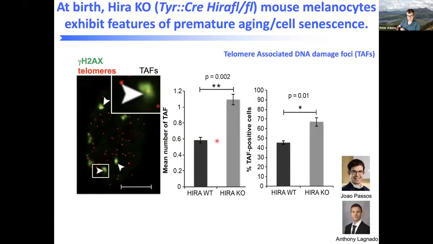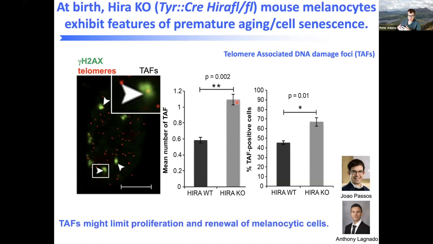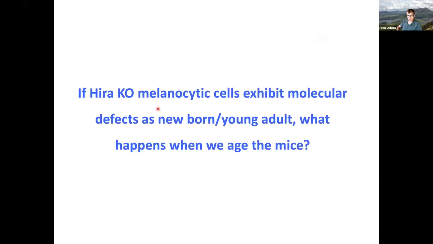And consistent with that, in the melanocytes of the newborn mice, in collaboration with Jao Passos and Anthony Lagnado at Mayo Clinic, we can see that the knockout cells do have increased abundance of DNA damage at their telomeres. These are so-called telomere-associated DNA damage foci, and these are commonly used as a marker of cell senescence or aging or cell stress, okay? So this suggests perhaps that these knockout melanoblasts, although they're there and they're viable and they're pigmented, might have underlying molecular defects which limit their proliferation and renewal. So, as I say, at least in the newborn mice, the knockout melanocytic cells are there and they are pigmented, but they do show these apparent molecular defects.